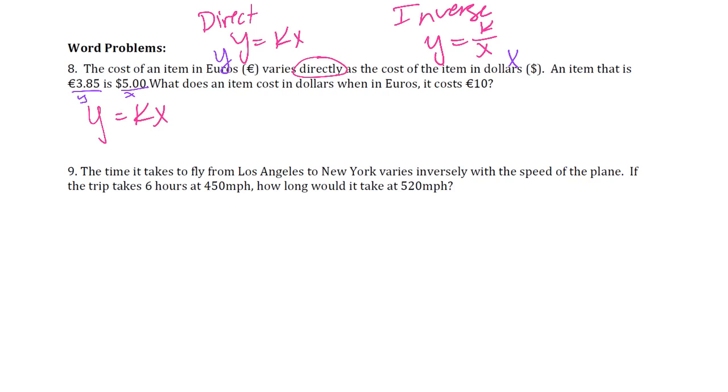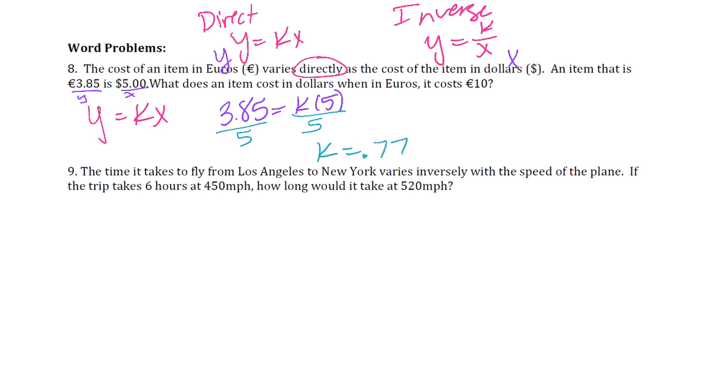So we need to find that k. So we're going to say 385 equals k times 5. To get k by itself, first step, divide by 5. Pick up your handy dandy calculator. So that's going to be 0.77 for k. So now we know the k for this problem.